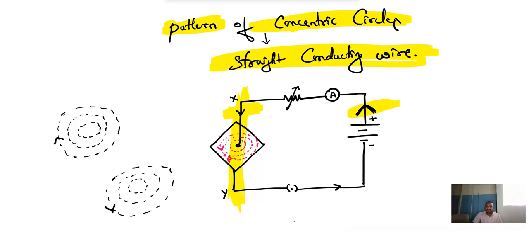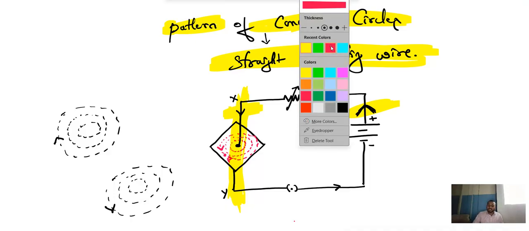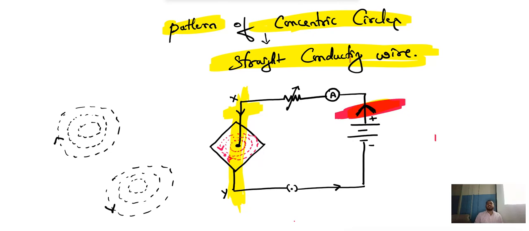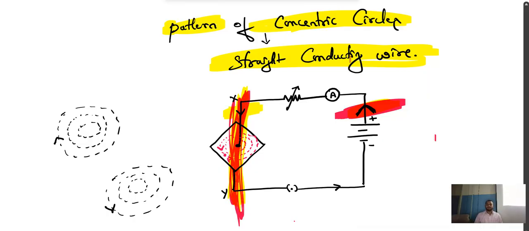This is a wire which is conducting the current. Here, how is the current moving? Downward. This is a wire, right? How is the current moving? Downward. Understood? For us, again I'm repeating, this direction is not important. We need this direction.